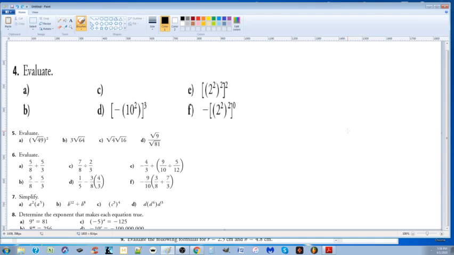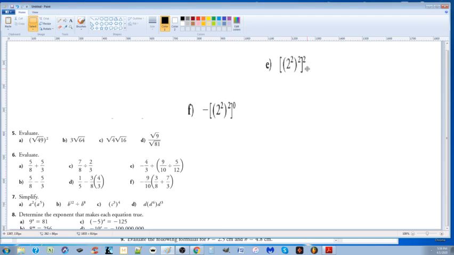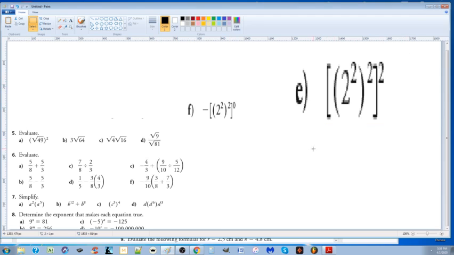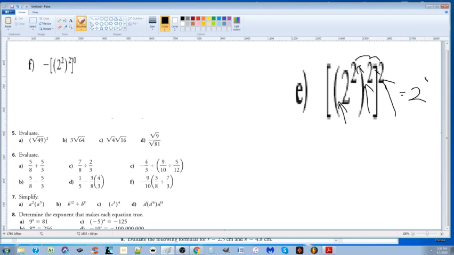E is just showing us an exponent of an exponent of an exponent, and it really doesn't matter because it'll still work. So it's saying, what's 2 to the power of 2 to the power of 2 to the power of 2? So my rule is an exponent of an exponent of an exponent, we multiply them all out. So 2 times 2 is 4, times 2 is 8, and it's going to be 2 to the power of 8.